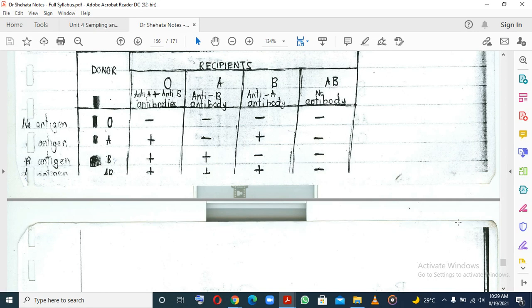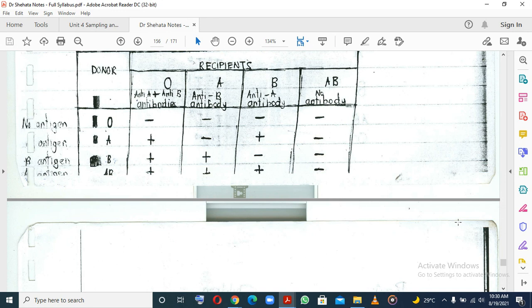So that's why, as we'll see later on, the blood group AB is what we call the universal recipient. Meaning someone whose blood group is AB can get blood from any person because they don't have antibodies against antigen A and antigen B. So that's an important point to take note of.